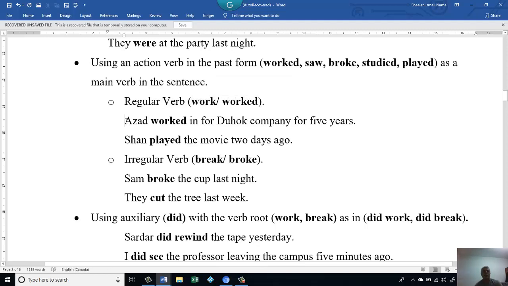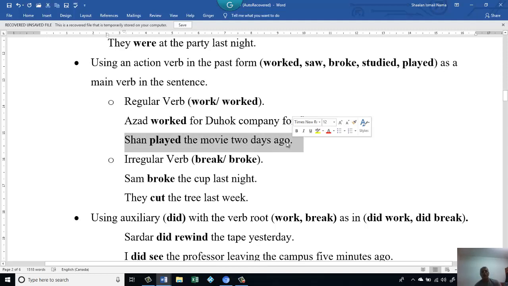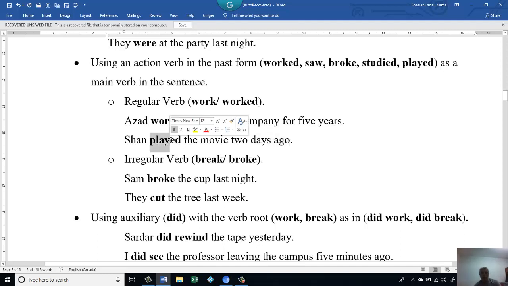Then we say the sentence, Azad worked for the company for 5 years. Then we know it happened in the past because we have ed here. The sentence happened in the past, before now. Shan played the movie 2 days ago. Here we have two signs that this happened in the past. First, we have ago, which means before now. Then the second one, we look at the verb. Here we have ed, so we know it definitely happened in the past.